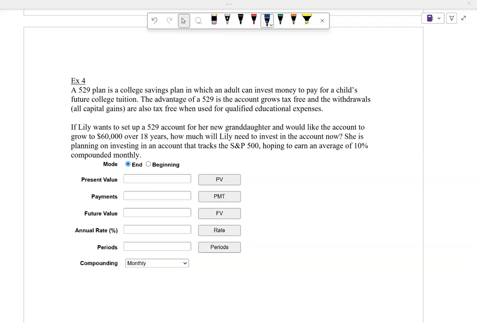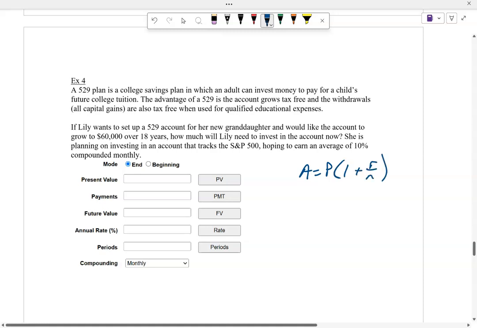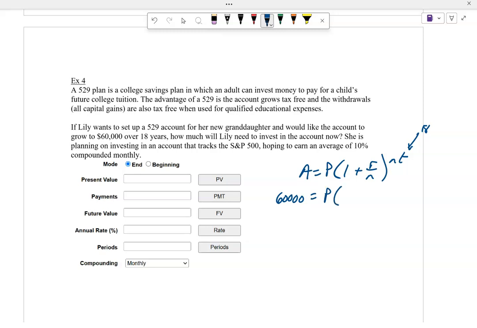So Lily here wants to set up a 529 account for her granddaughter. Like the account to grow to $60,000. Okay, $60,000 we want at the end. Let's do a formula first. She wants to end up with $60,000 over 18 years, right? So T is 18. How much does she need to invest now? So P, we're solving for P.